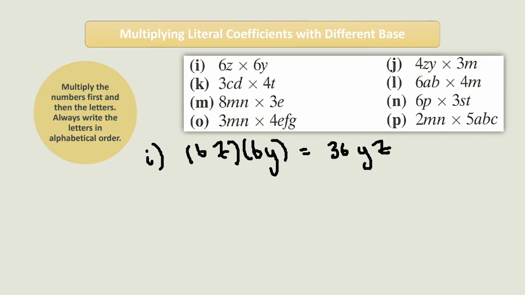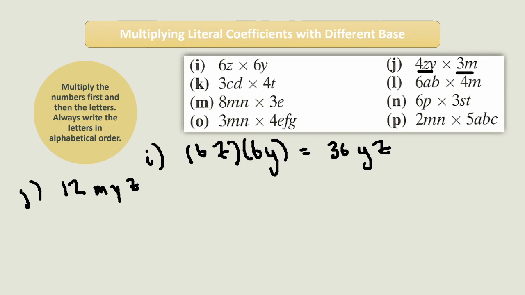Okay, so for J, we have a 4ZY times a 3M. So we're going to multiply the coefficient first. 4 times 3 gives me 12. Now we have a Z, a Y, and an M. So M comes first, then Y, then Z. Again, I'm not really picky, and most people aren't picky, like most teachers aren't picky when it comes to this.